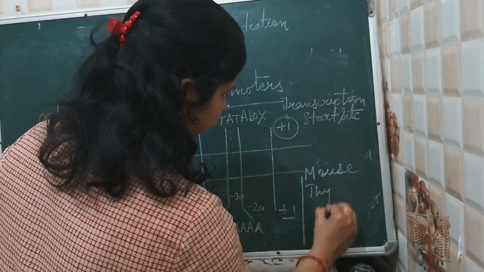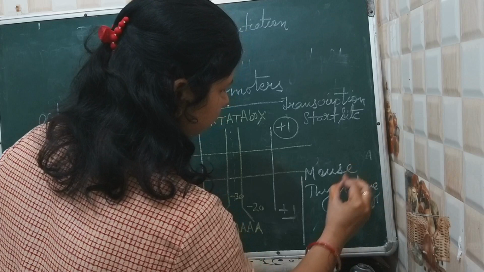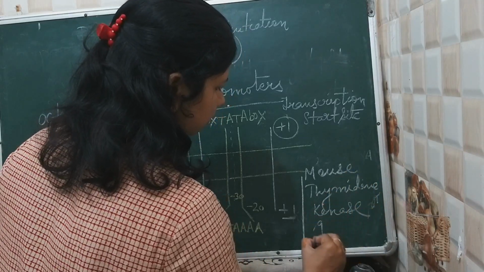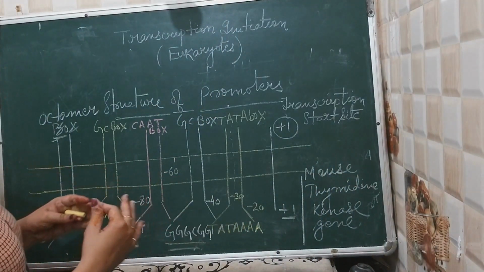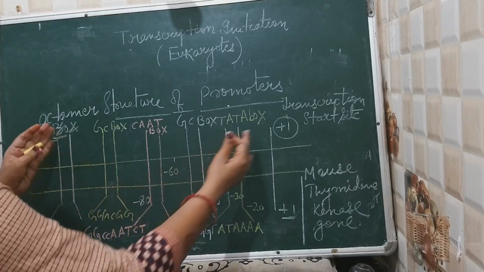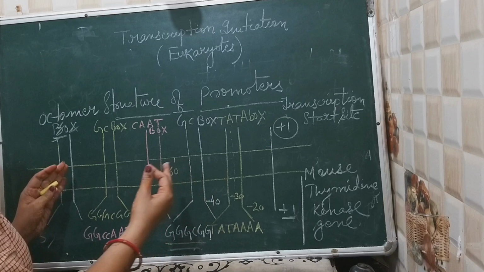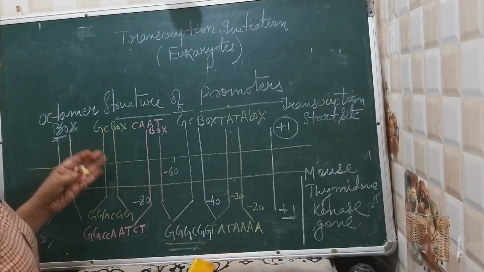mouse thymidine kinase gene. Other RNA polymerase II promoters may have all these components or may not have all of them. They can have some of the components. So this is all about the structure of the promoter.